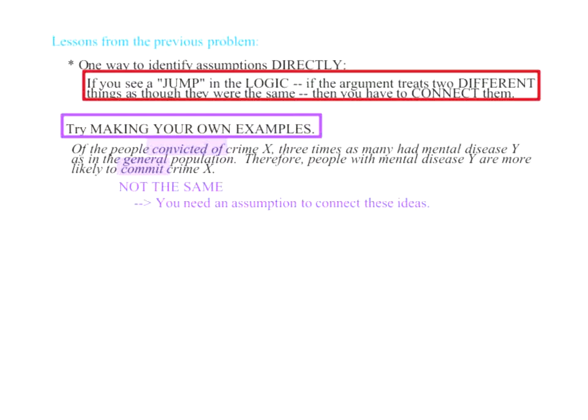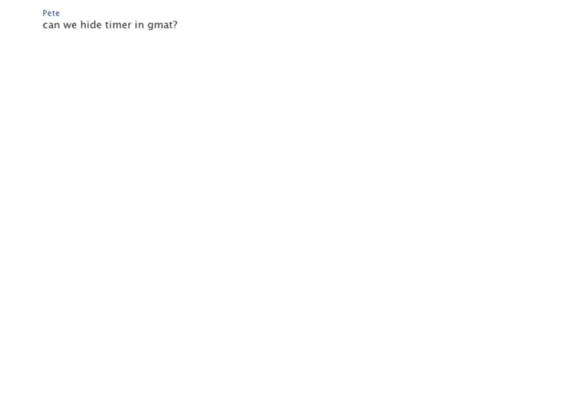Let's talk about this question really quick. This is sort of an unrelated topic, but it's important to talk about. Since it's unrelated, let's put it on a new page. Can we hide the timer on the GMAT? There is a message underneath that says nope. That's wrong, so I hope that wasn't a response to that question, because yes, you can hide the timer. You can hide it and unhide it as many times as you want.